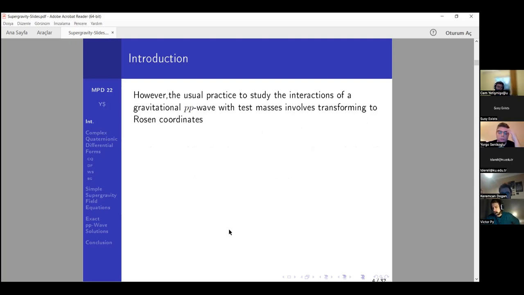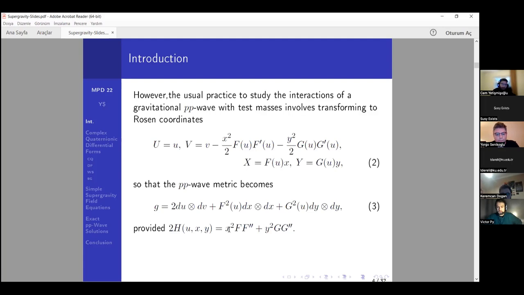However, and you may have seen it already in the literature, the usual practice to study these interactions with test masses, to characterize the transverse character of the wave, you need to change to a suitable coordinate system, which are the Rosen coordinates, which are given by this transformation. And the PP wave metric transforms into the third equation, provided that the H given in the Brinkmann form satisfies this, and this can always be done.